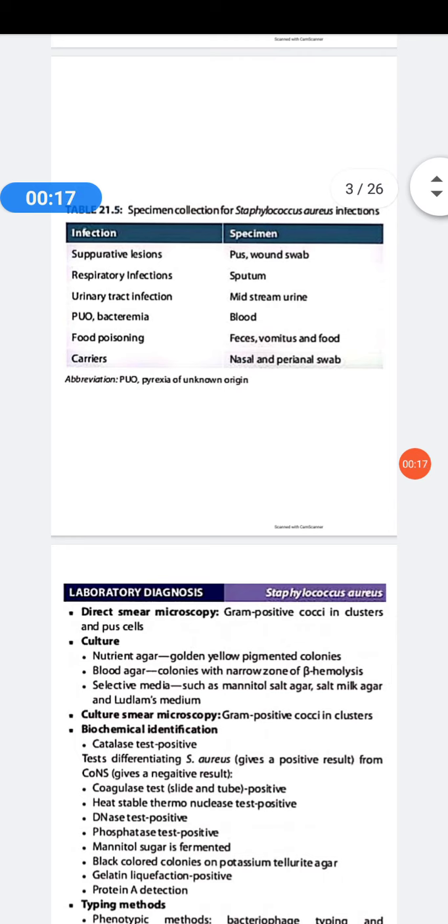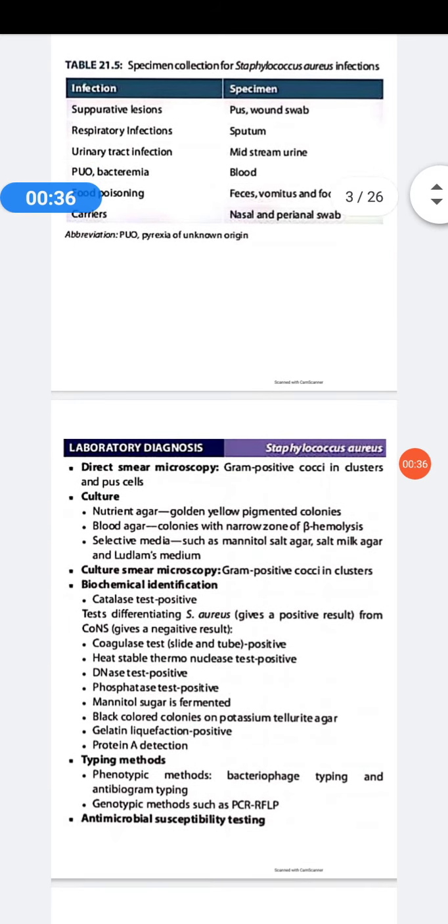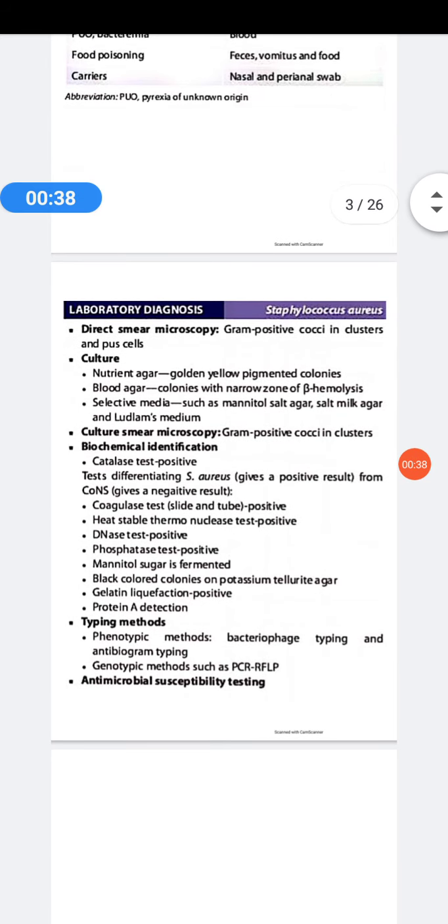The first one, in suppurative lesion, we collect pus and wound swab. In respiratory infections, we collect sputum. For urinary tract infection, we collect midstream urine. For pyrexia of unknown origin and bacteremia, we collect blood. For food poisoning, we collect feces, vomitus and food. For carriers, we collect nasal and perianal swab. That's about the specimen collection.